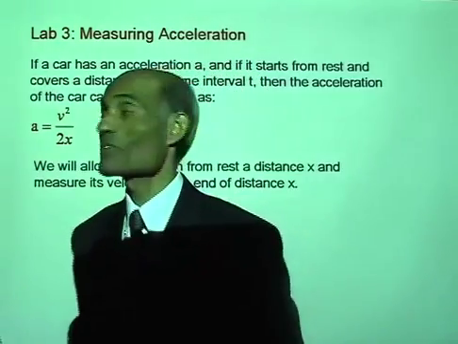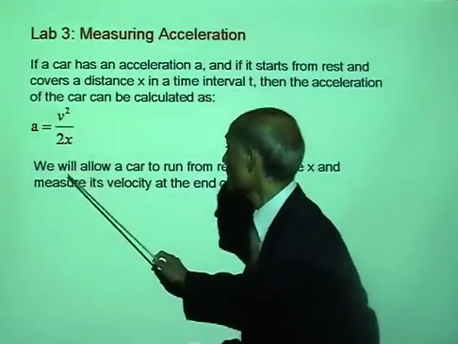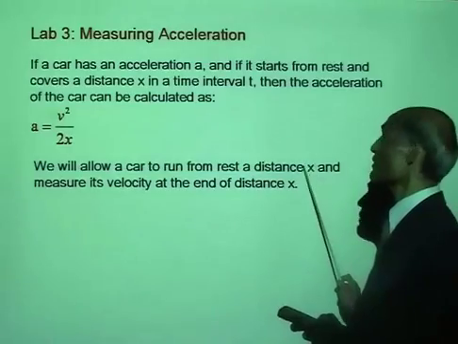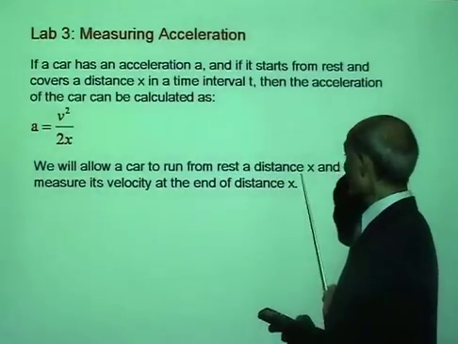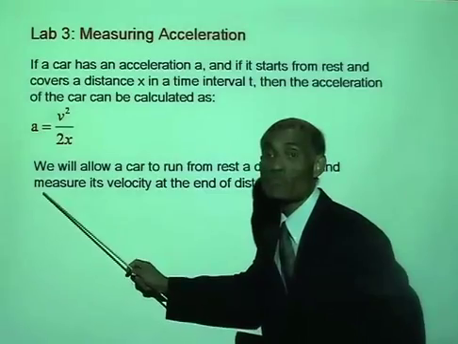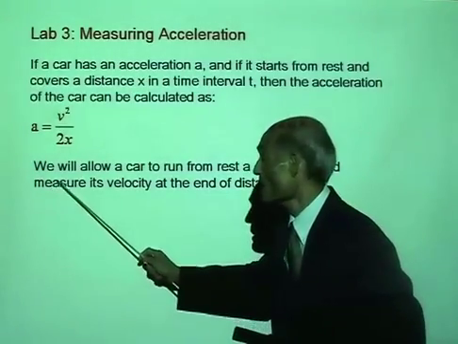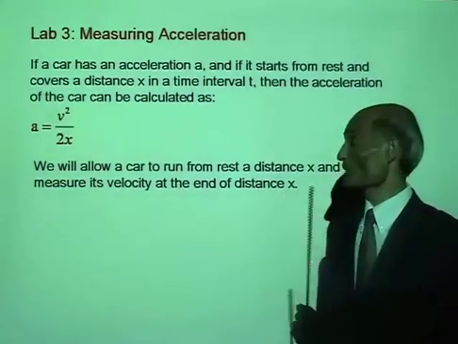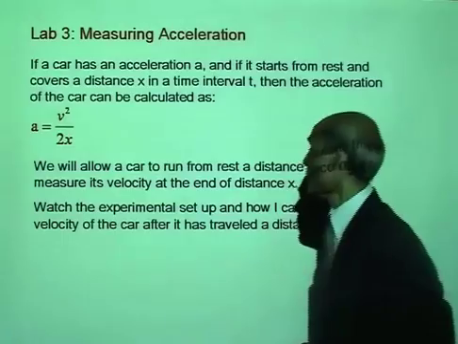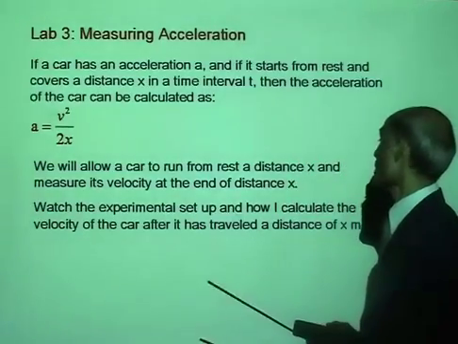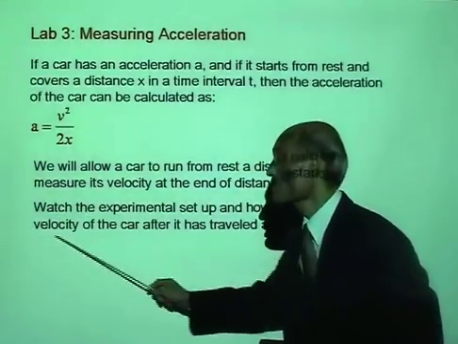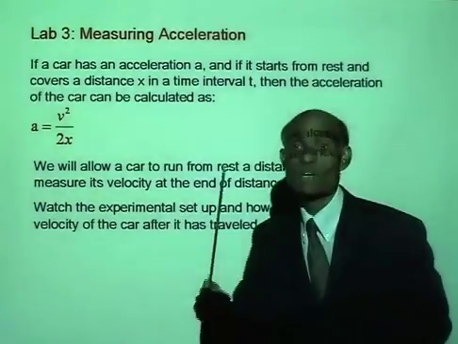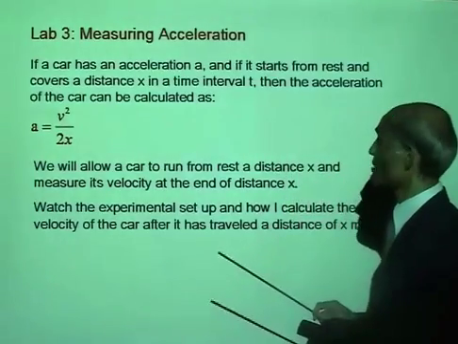Alright, I'll explain further. I will show you the setup. We will allow a car to run from rest a distance x, and after running the distance x, what is the velocity the car has acquired? We will measure that velocity at the end of that distance x. Now watch the experimental setup and how I calculate the velocity. I will give you the information to do the calculation.